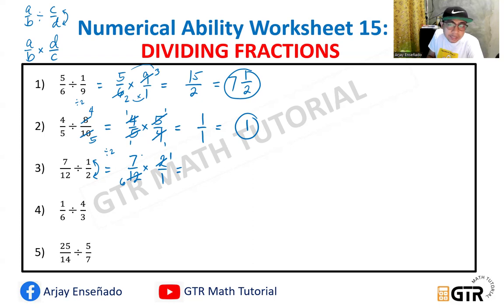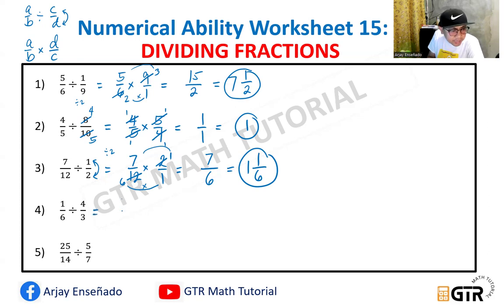Now multiply the numerator. 7 times 1. So that's equal to 7. And the denominator 6 times 1, so we have 6. So since improper fraction, change natin to mixed number. So ilang 6 meron sa 7? Meron lang 1 and then may remainder na 1. So 1 and 1/6. Next number, so 1/6 divided by 4/3.